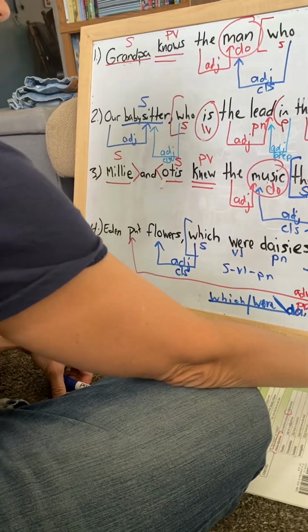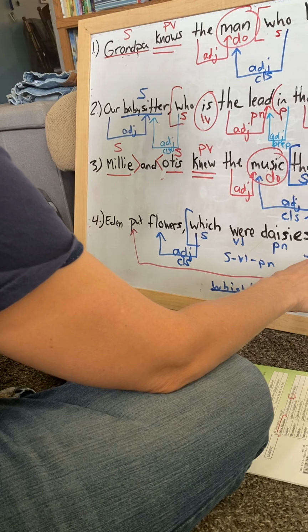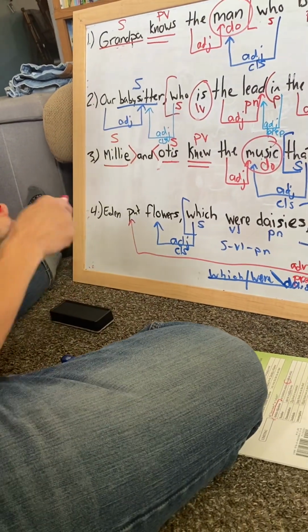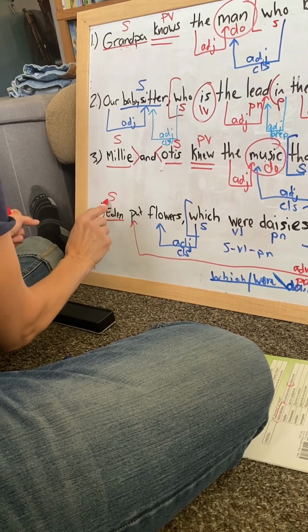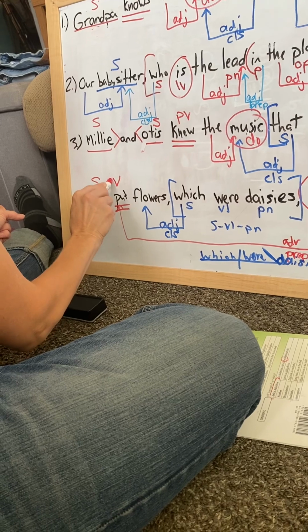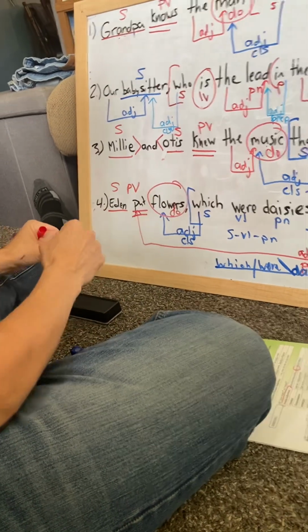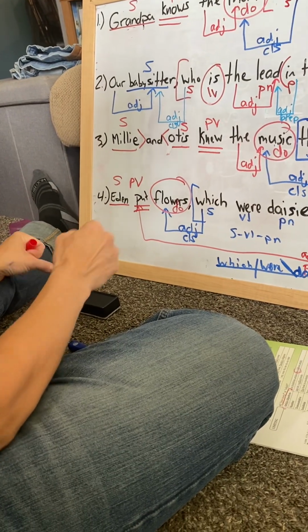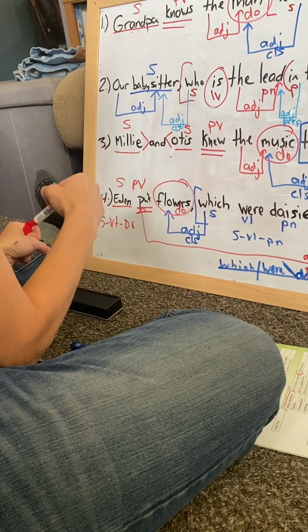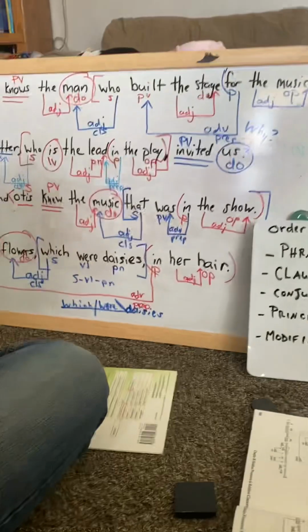Eden put flowers. SVTDO. Eden put flowers in her hair. So we have Eden is our subject. She put is our verb. It's a predicate verb. Put who or what? Flowers. That is our direct object. It's an SVTDO. All right. Now I'm going to erase these and we're going to diagram them.